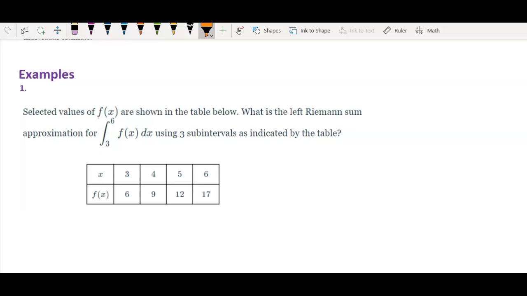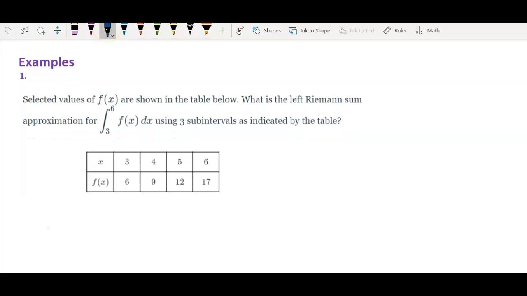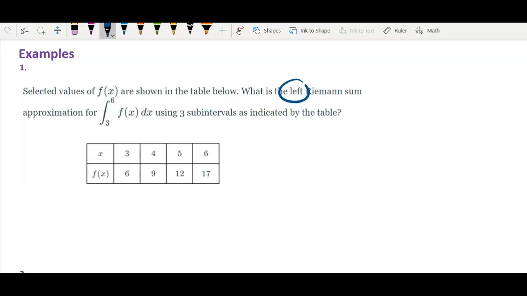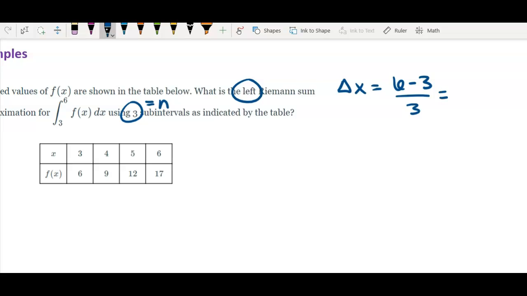So let's do an example. We have selected values for f of x shown in the table. What is the left Riemann sum approximation between 3 and 6 using 3 subintervals as indicated by the table? So 3 equals n. And it says as indicated by the table. If I wanted widths of equal length, then I would do 6 minus 3 divided by 3, which equals 1.